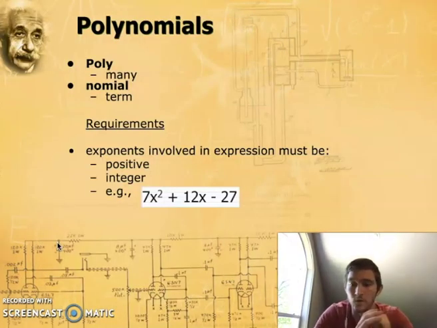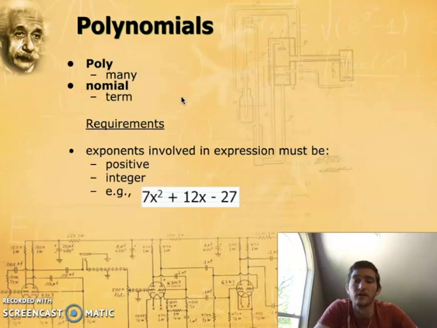All right, so polynomials. Poly has Latin and Greek roots, and it refers to many. So poly, many. Nomial has an etymology, or the history of the word, referring to a name, right? And so nomial, when it comes to math, has to do with terms, right? So this is an expression or an equation or a function that has many terms. Okay, that's what a polynomial is.